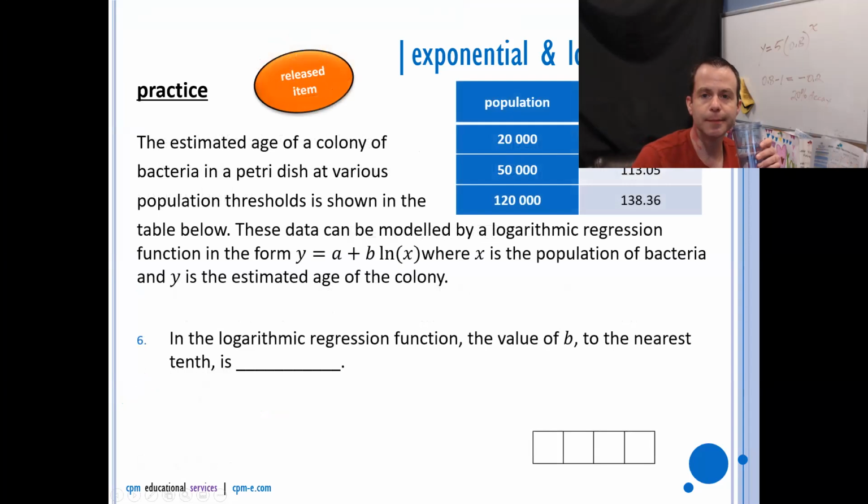Okay, the estimated age of a colony of bacteria in a petri dish at various population thresholds is shown in the table below. These data can be modeled by a logarithmic regression function in the form y equals a plus b ln x, where x is the population of bacteria and y is the estimated age of the colony. So again, this is just a regression question. You're going to go to stat, edit if you're a TI, and menu, stat if you're a Casio. You're going to type this into list 1, this into list 2. And then once you have that, you're going to perform an LN regression.